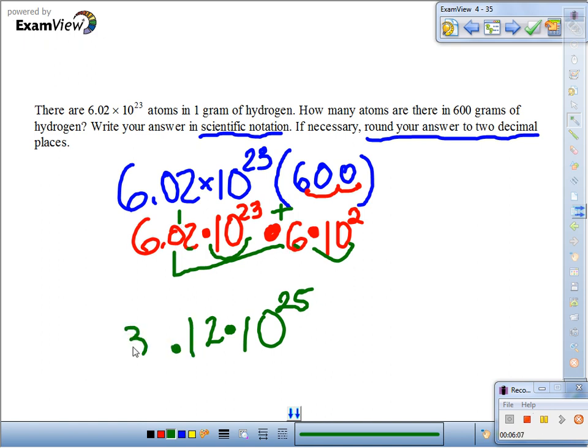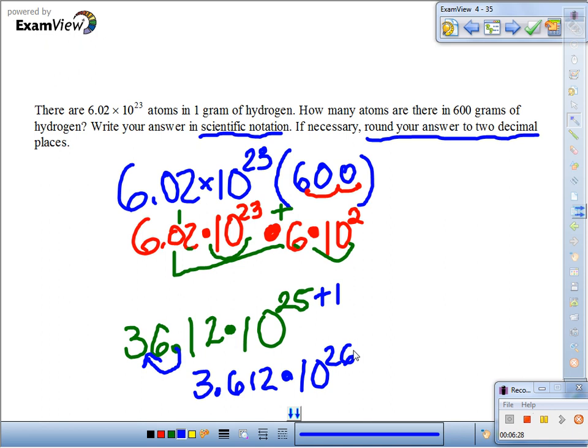6 times 6, 36. All right. Is this scientific notation? No, we need to move the decimal one more time to the left. If we move it to the left, we need to add 1 here to the exponent of the base 10. So this becomes 3.612 times 10 to the 26. Am I done? Scientific notation is done.